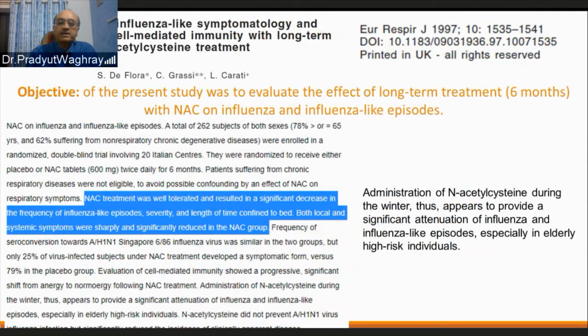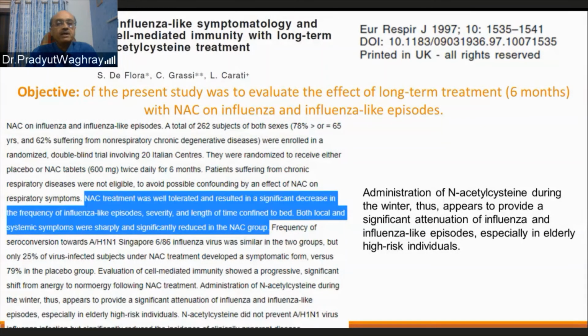A study was then done again and published, the objective of which was to evaluate the effect of long-term treatment of NAC, that is about 6 months, on influenza and influenza-like episodes. It was found that NAC treatment was well tolerated and resulted in a significant decrease in the frequency of influenza-like episodes, severity, length of stay in bed, and even the clinical improvement. So both local and systemic symptoms were sharply and significantly reduced in the NAC group.